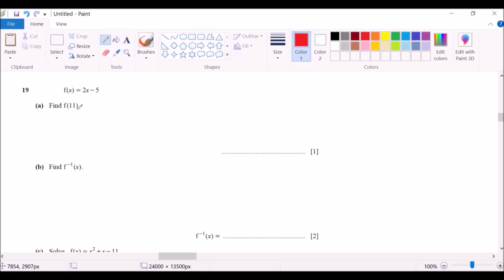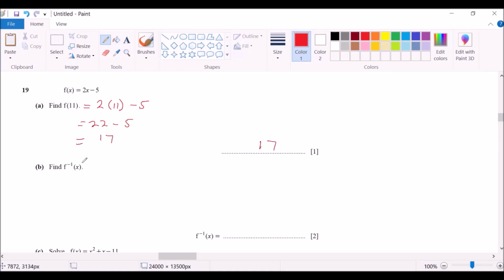Find f of 11. f of 11 is equal to 2 times 11 minus 5. So wherever we find x, we substitute with 11. So 2 times 11 is 22, minus 5, which is equal to 17. So our answer here is 17.